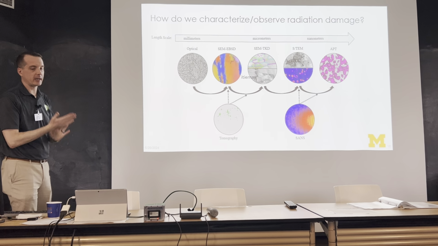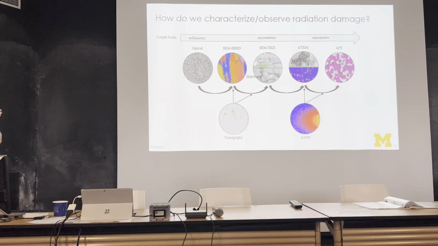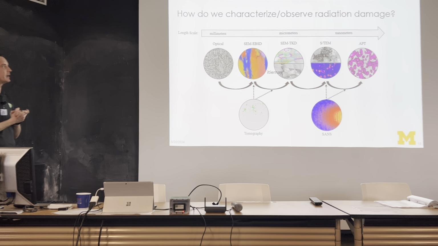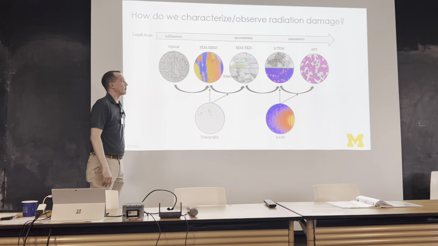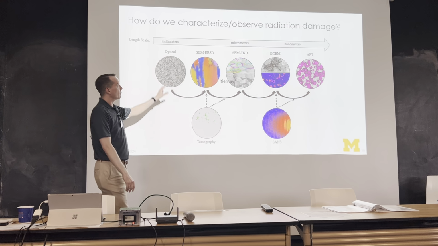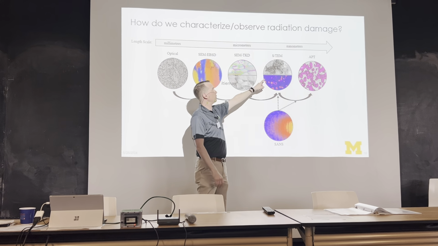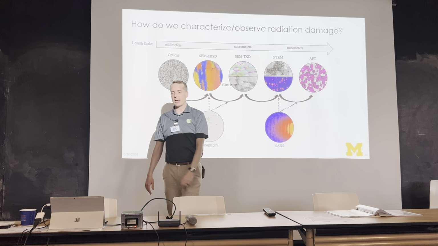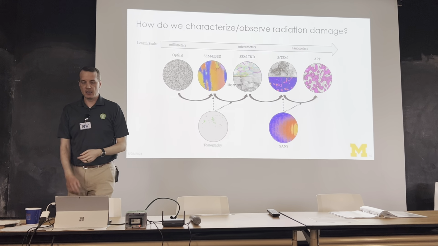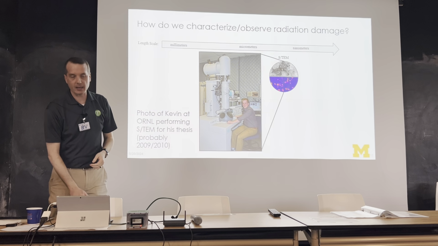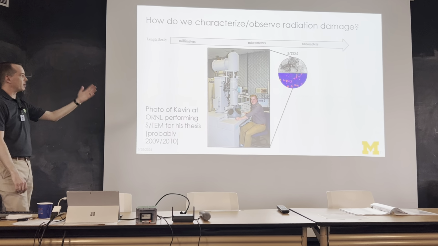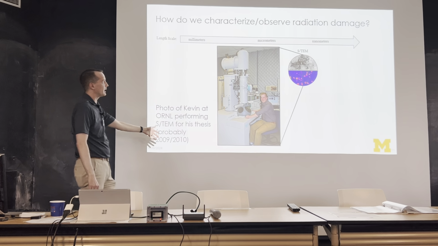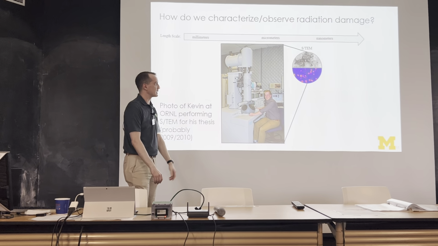So how do we characterize this? How do we look at radiation damage from an empirical standpoint? And we have, again, here's our scale. So we're talking about scale today in a variety of different ways. And what we mostly started with and where we kind of looked at was TEM, or transmission electron microscopy. That's mostly because that's what Kevin's research has been in, and that's what Kevin did his thesis on. And this is Kevin circa 2009, 2010 on a JEOL TEM at the University of Wisconsin.